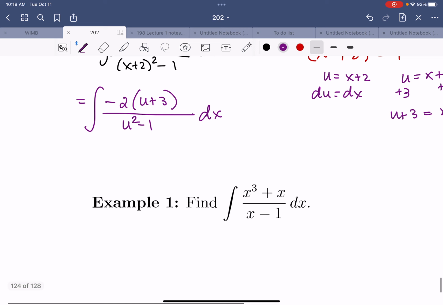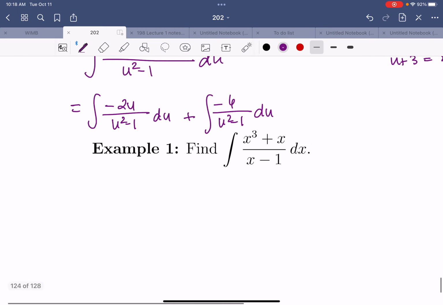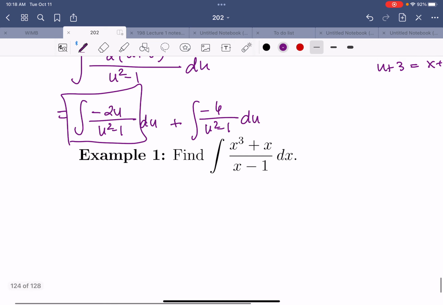Okay, now, what I would do here is I'd probably split this and turn this into two integrals, right? This becomes the integral of negative 2u over u squared minus 1 du plus negative 6 over u squared minus 1 du. Whoops, because this should be a du. There we go. Now, this one is another u sub. Okay. And this one over here is a trig sub.